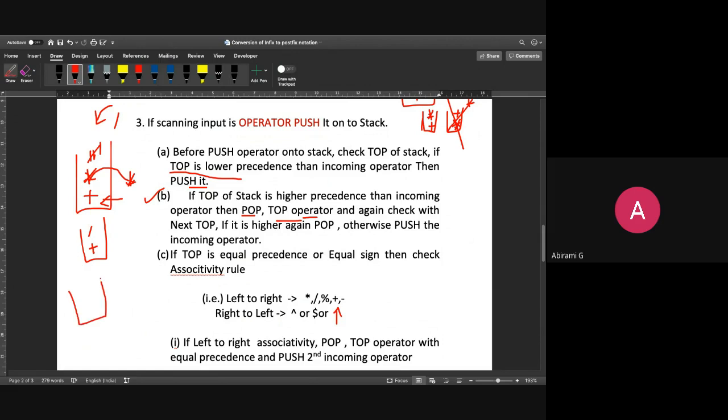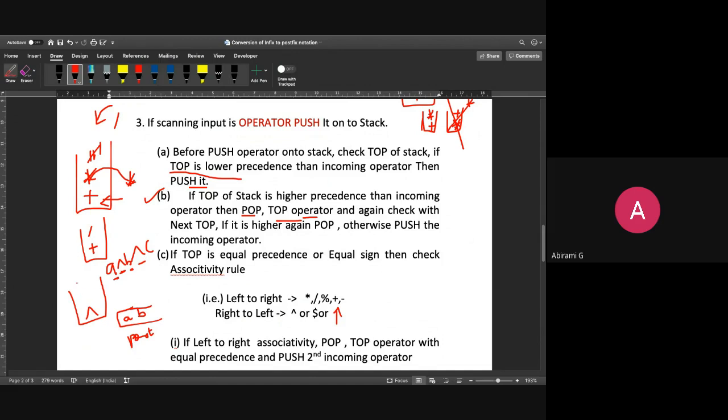If it is the exponent operator, suppose we have the expression A exponent B exponent C. What we have to do? First is A, so we have to place A here. Then next is an operator. If it is an operator, push it into the stack. Before pushing into the stack, we need to check the stack. Stack is empty, so we can place the exponent operator. Next character is B. B is an operand, so place it into the postfix string. This is the postfix string. Then read the next character, which is the exponent operator.